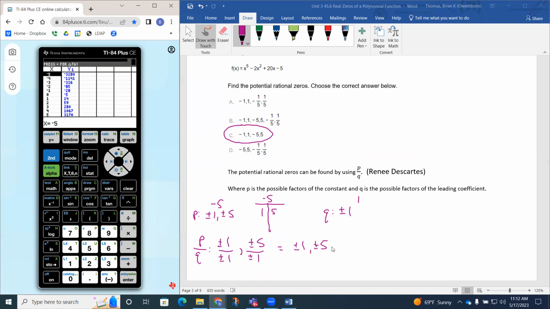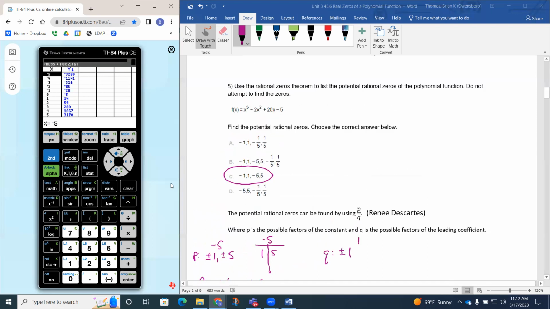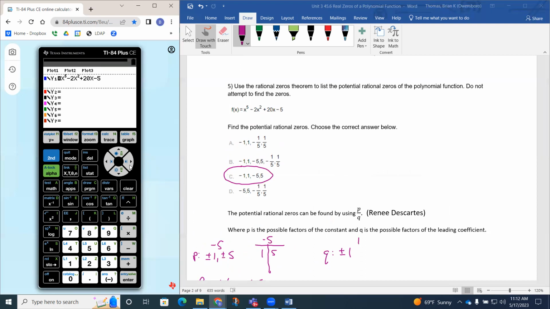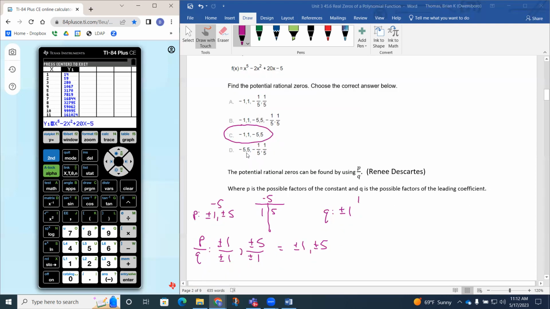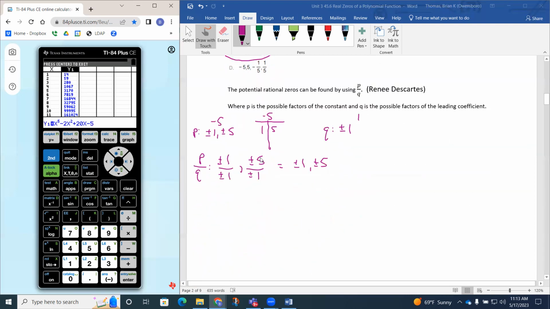So this becomes a much more complicated problem because of that. Let's see if I actually put it in correctly again. x to the 5th minus 2x squared plus 20x minus 5. Okay, so I did, and if we look at the table again, we did not see any of those actually being zeros. So we have a lot more thinking to do on that problem to solve it.